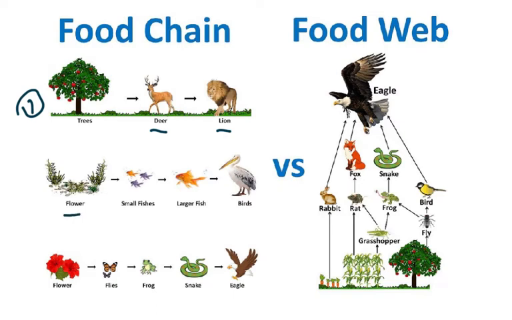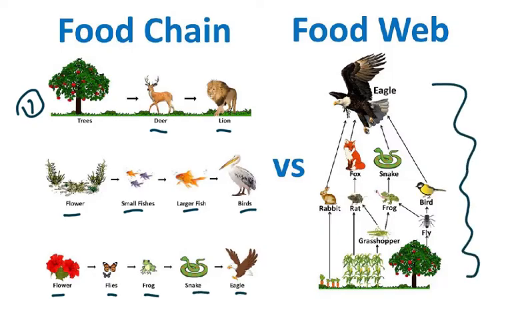Then you see here flower. You better say which flower, say rose bush or dandelion or sunflower. Then small fish, then large fish, and then birds. And flower, flies, frog, snake, eagle. But look at this one.